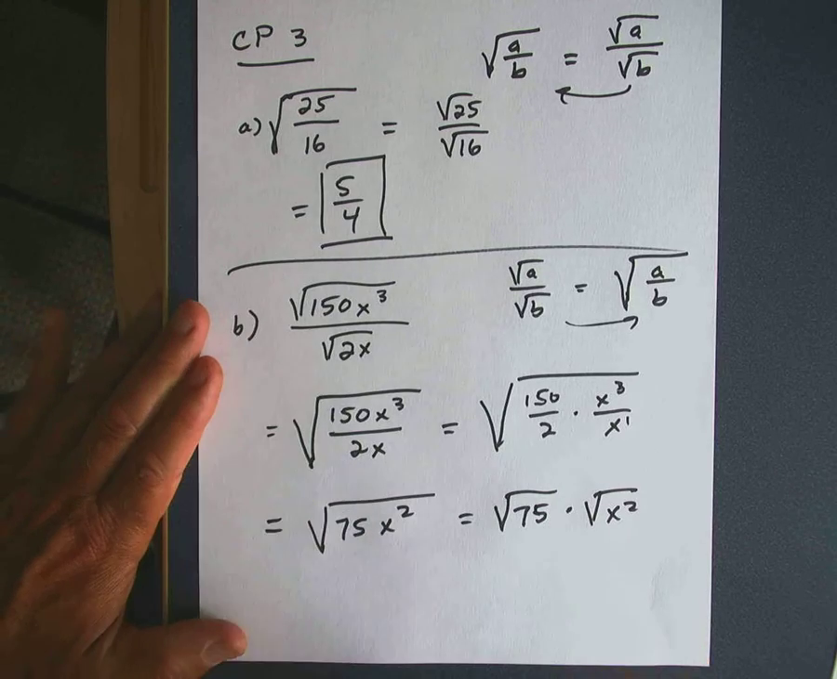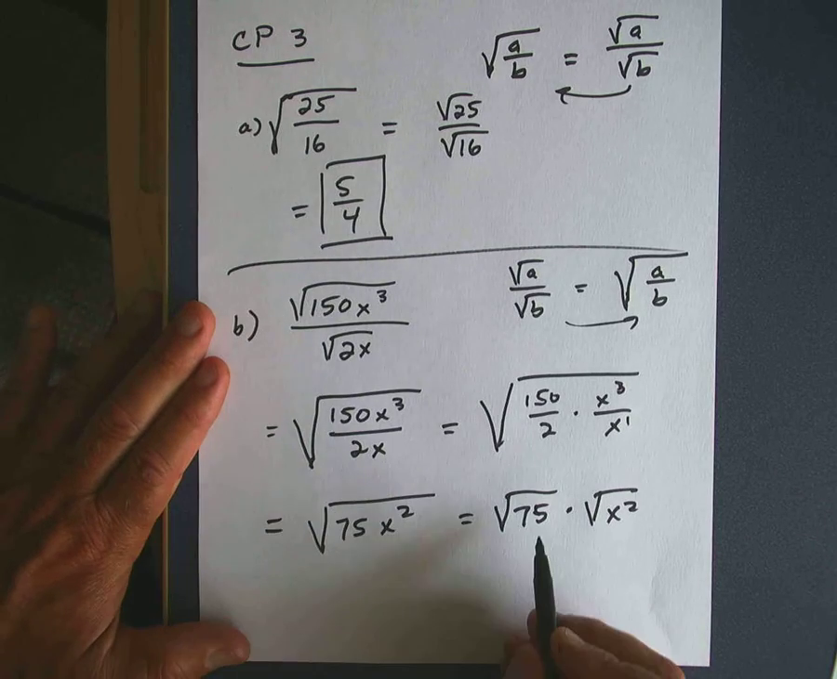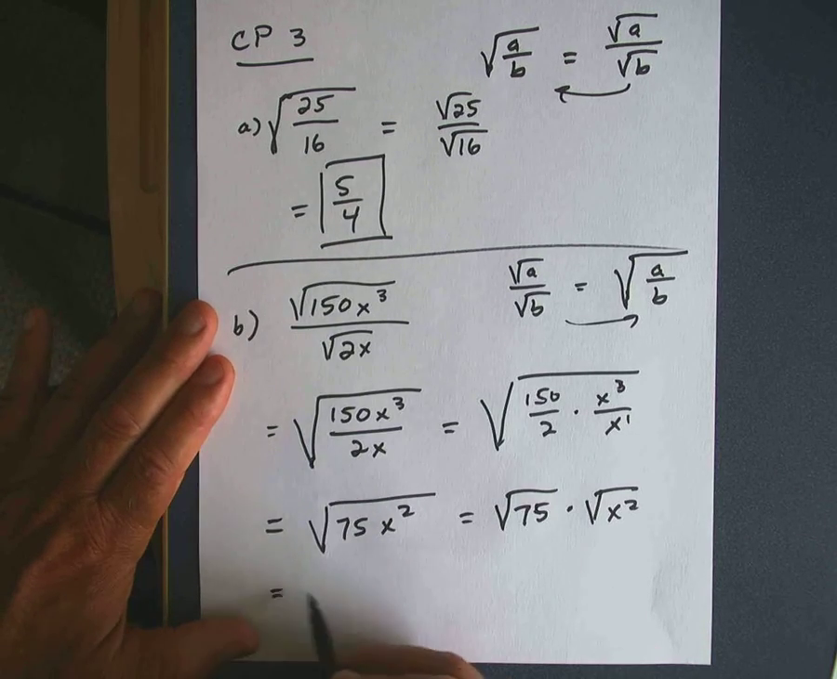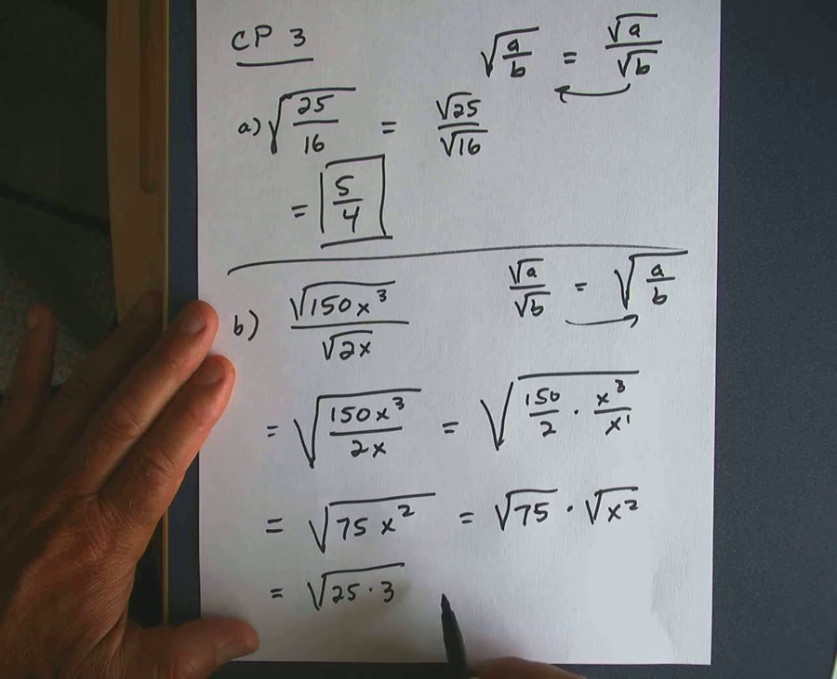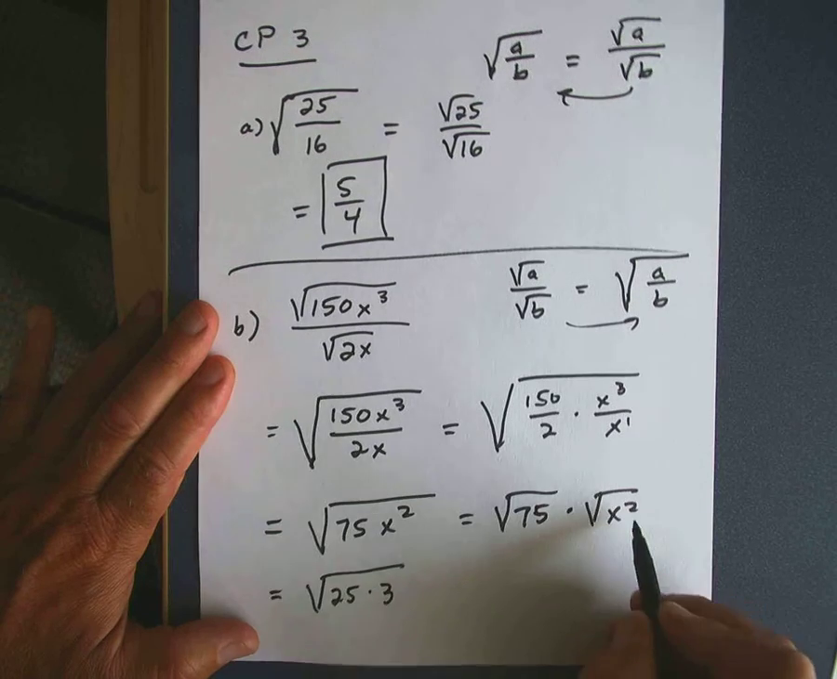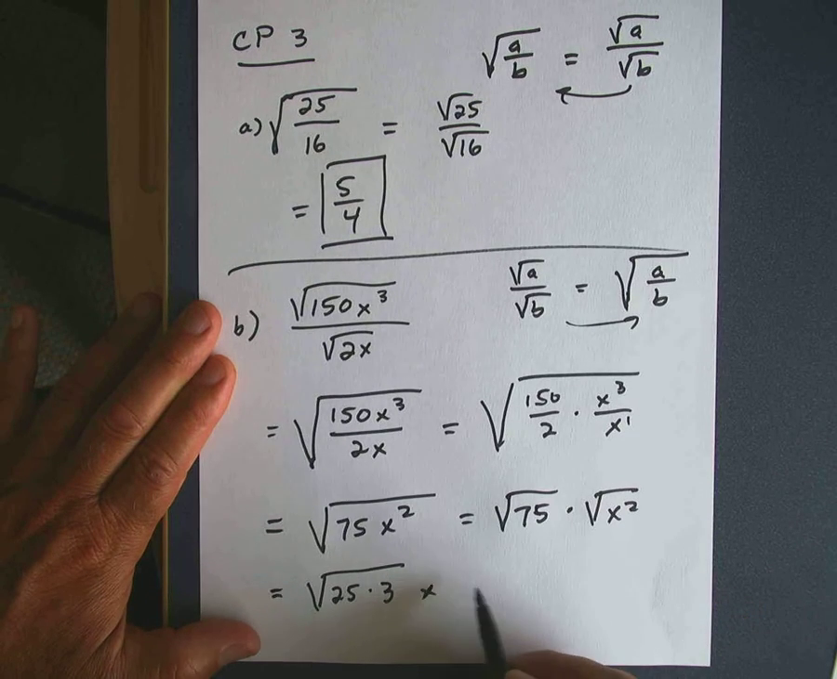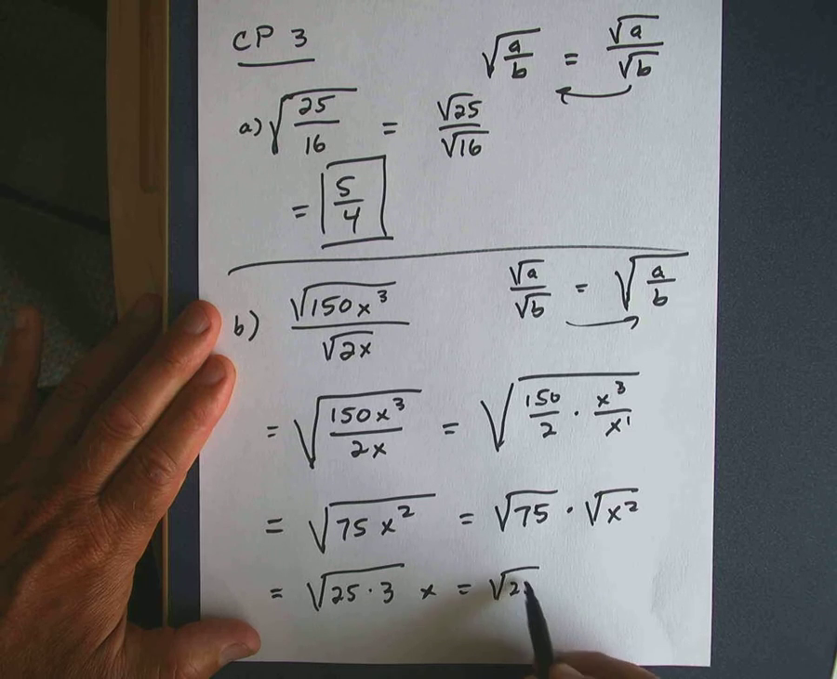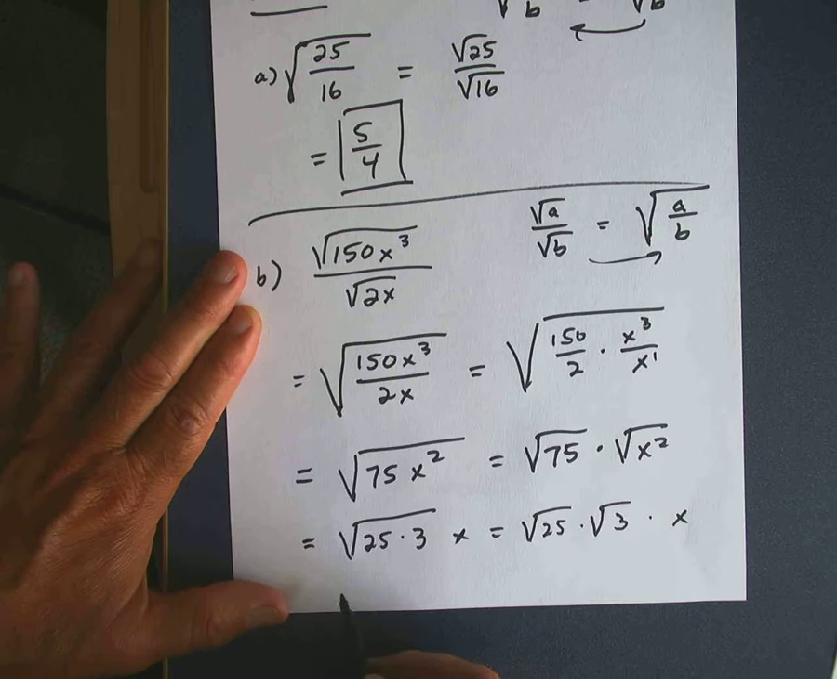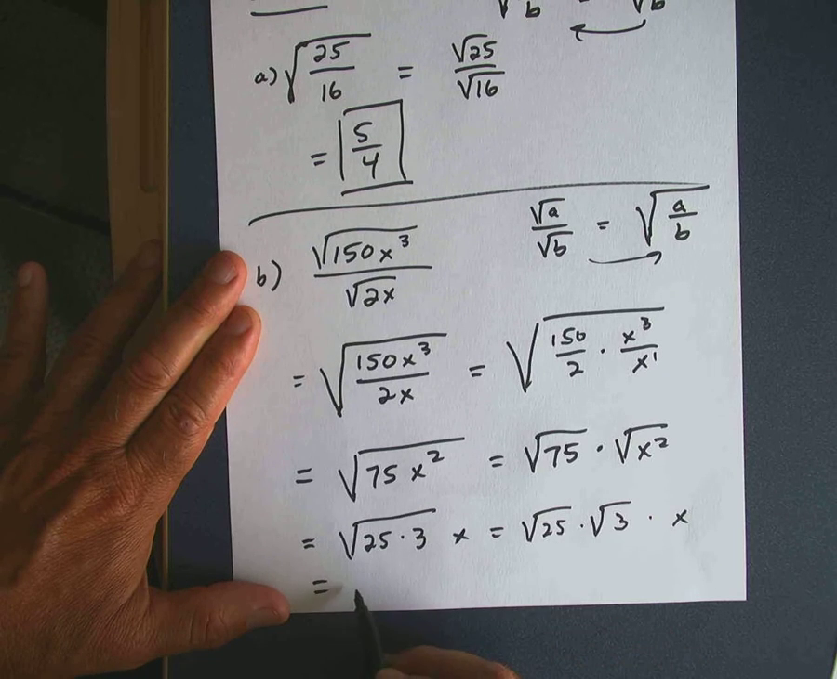Square root of 75, if you remember from earlier, since the square root of 75 is the same as the square root of 25 times 3, this is going to just give us x when we simplify it. This is square root of 25 is 5. I'll write it out. Times square root of 3 times x. Square root of 25 is 5. So we get 5 times the square root of 3.